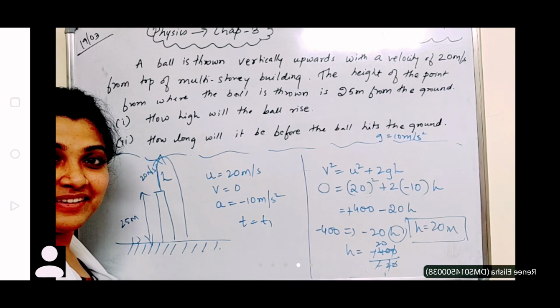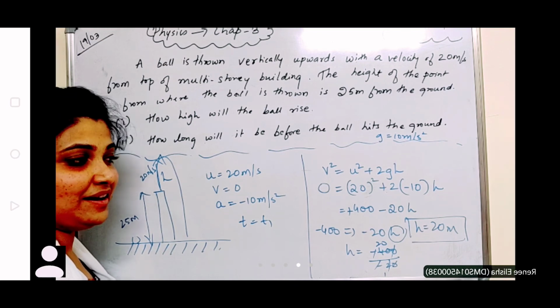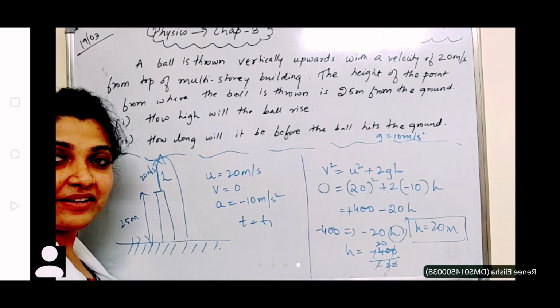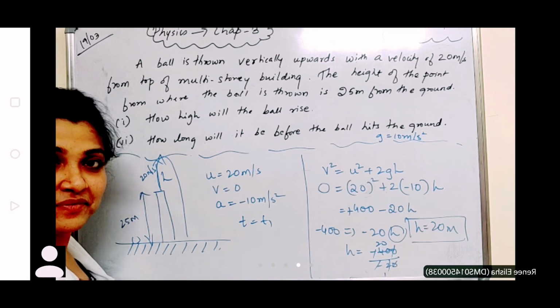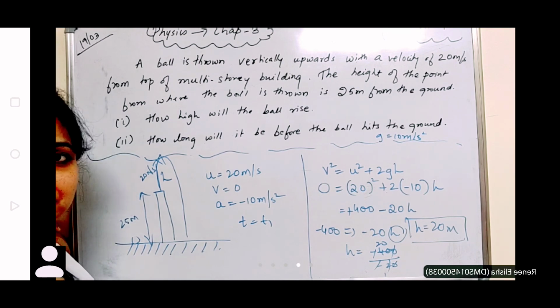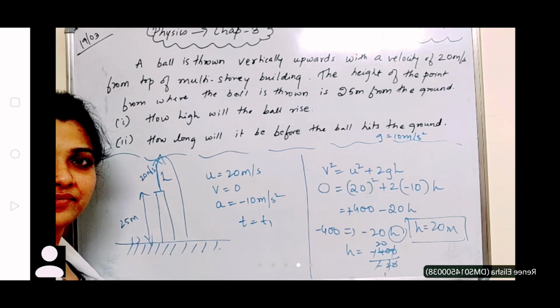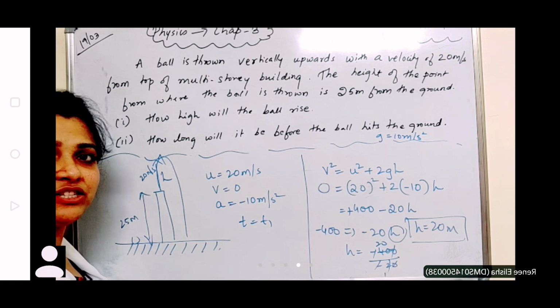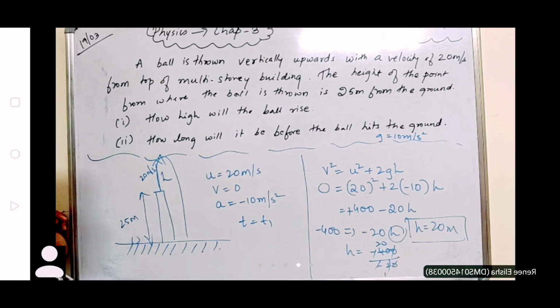I took v is equal to u minus gt. Then I substituted it, and then I took the next equation, s is equal to ut plus half gt square. Yes, correct. Very good. Then t1 plus t2 is equal to 5 seconds. So you need to add them. That's all. Okay, so one part I have done.